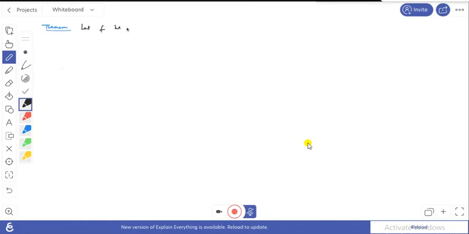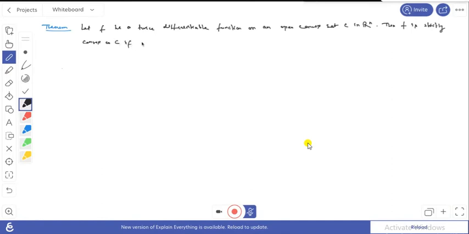Let f be a twice differentiable function on an open convex set C in Rn, then f is strictly convex on C if the Hessian matrix, that is H, is positive definite. Okay, so this part is correct, positive definite, but the converse is not.